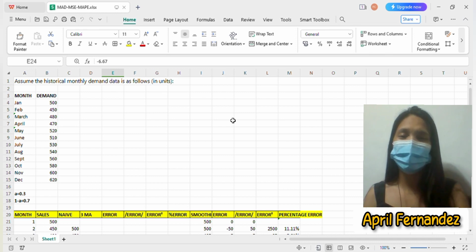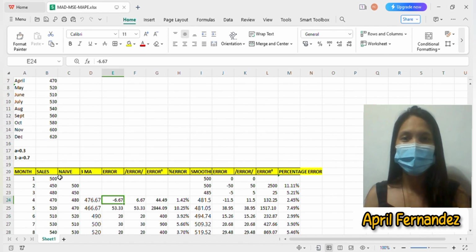Hi everyone, so today we're going to discuss forecasting methods. The first one is naive forecasting. When you say naive forecasting, it assumes that the demand in the next period will be the same as the demand in the current period. It is a simple and easy to implement method.